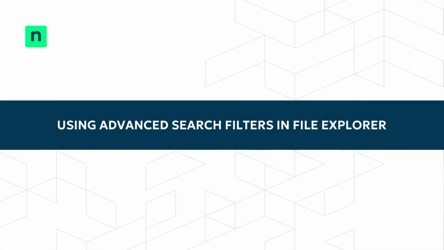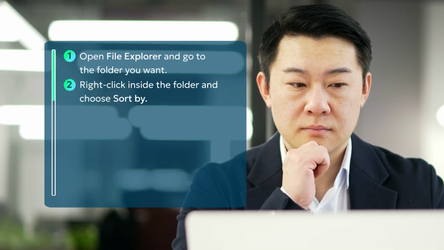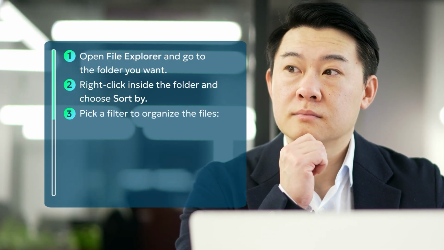Using advanced search filters in File Explorer. To use advanced search filters, open File Explorer and go to the folder you want. Right-click inside the folder and choose Sort By. Pick a filter to organize the files.